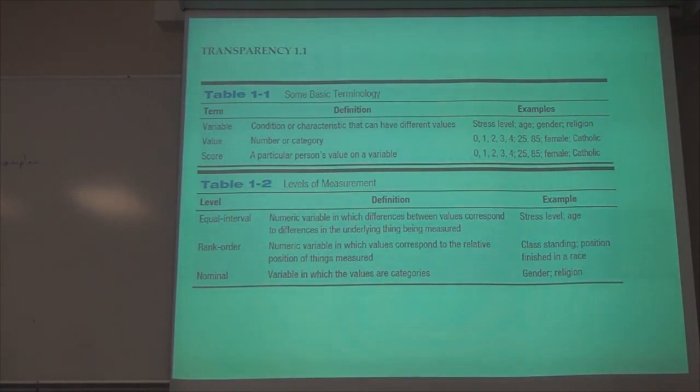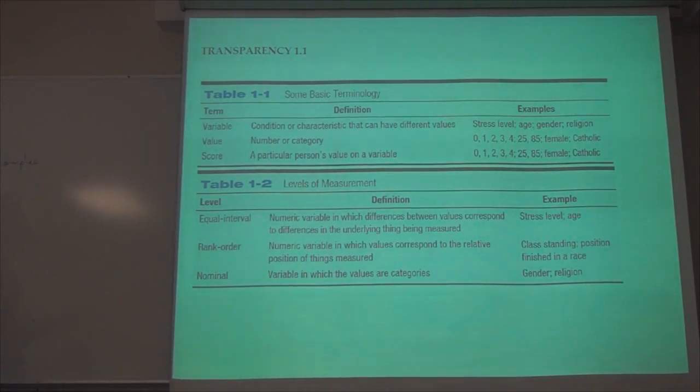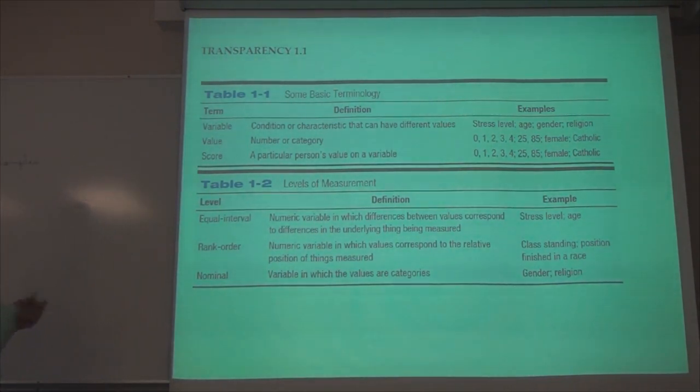If we're looking at something by way of a survey or whatever, it could be the stress level of a person, or the age of a person, or gender, or religion, or whatever. We have what's called a variable, some characteristic. And it could have different values. Stress levels could have different values. Age values, gender values, female. We call that a variable, something that can have different values.